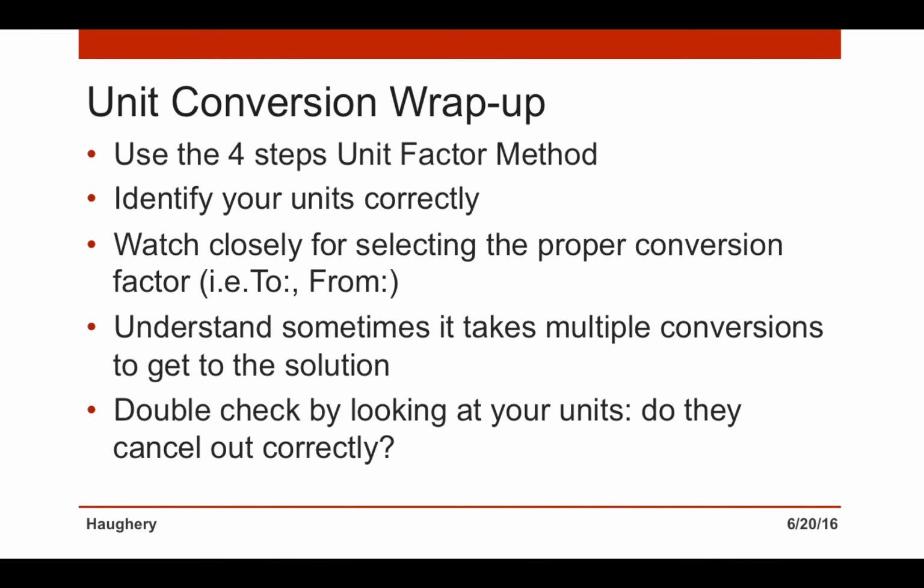So, wrapping this up, the four-step unit factor method is straightforward, right? And we need to learn how to use it. Really the key is understanding how to set up the equation to get the units to cancel out. We need to identify our units correctly. We need to use the right conversion factors. We need to be able to sometimes go through multiple conversions to get to our solution. And we should always double check that our units are appropriate based on whether they cancel out correctly. That's a way to back check your solution.